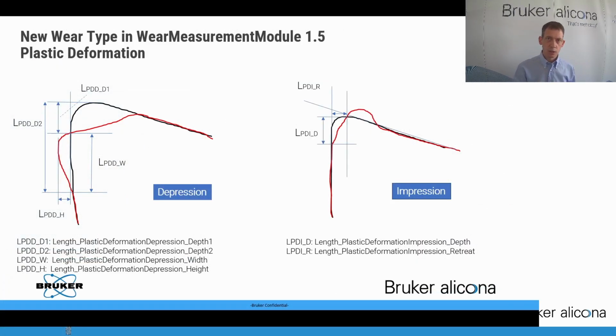Here on this slide, you can see how plastic deformation looks like. So you can see that during plastic deformation, when you have the depression type, the cutting edge is moved downwards and outwards of the original position. If you have plastic deformation of type impression, then the cutting edge is moved to the right and up. For each of both wear types, you can evaluate a series of different new measurement parameters.